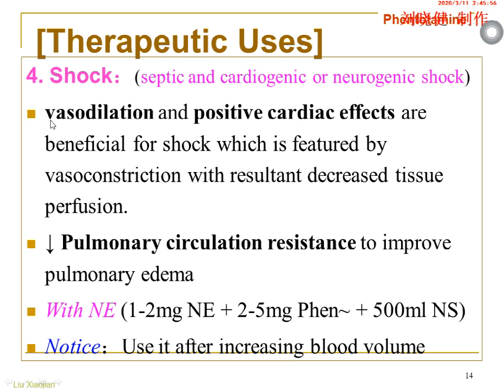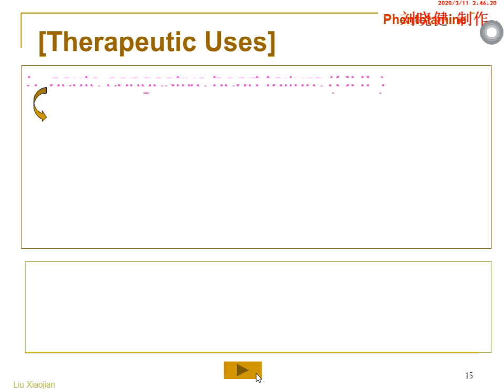Its effect on the blood vessels is vasodilation. You should make sure the blood volume is enough, increase blood volume. After that, you can use phentolamine. Otherwise, because of vasodilation, it will further decrease blood pressure.